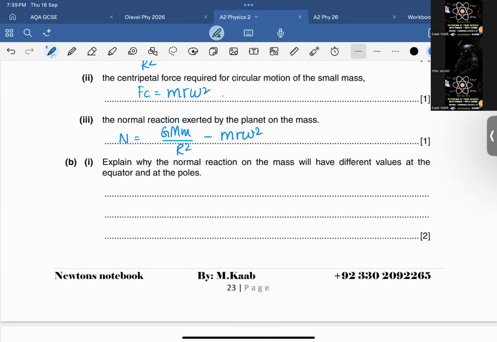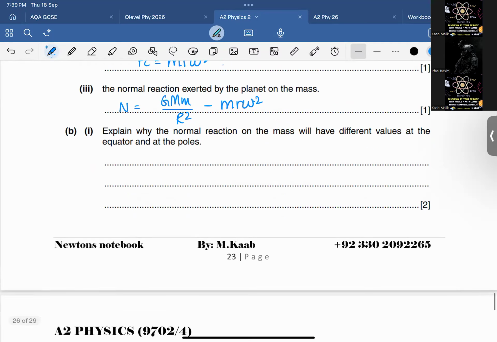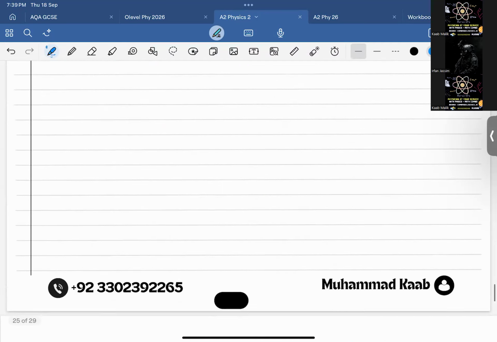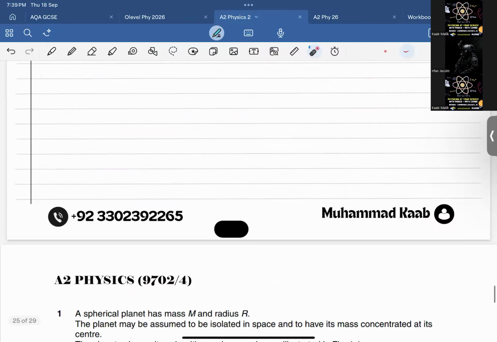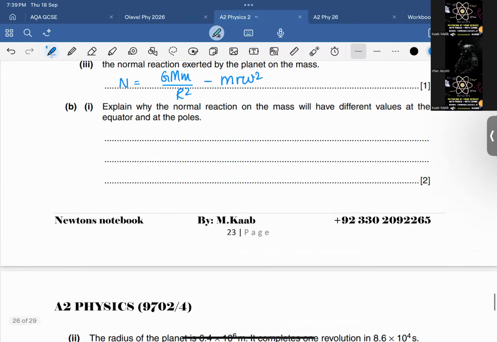Explain why the normal reaction on the mass will have different values at the equator and at the poles. That's because at the equator the object will be undergoing circular motion, but not at the poles. Actually the opposite? Wait, circular motion at the poles? No, circular motion at the equator. I think you said the axis and poles. Axis and pole are the same thing, okay? The equator is a different thing, right? But fine.